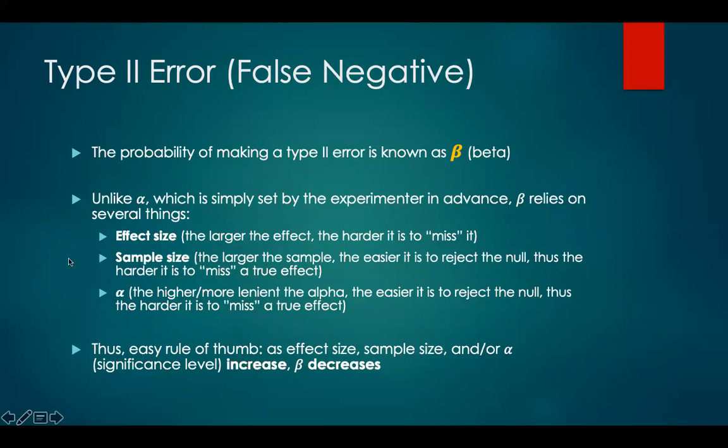But it also relies upon sample size. The larger the sample size, the easier it is to reject the null hypothesis, or the harder it is to miss a true effect. And it also relies upon alpha, which is set by the researcher. The higher, more lenient the alpha, or in other words, setting a p-value cutoff larger than 0.05, the easier it is to reject the null hypothesis. Thus, the harder it is to miss a true effect. So an easy rule of thumb here is as effect size, sample size, and or alpha increase, beta decreases. And beta, again, is the probability of making a type 2 error, or a false negative.